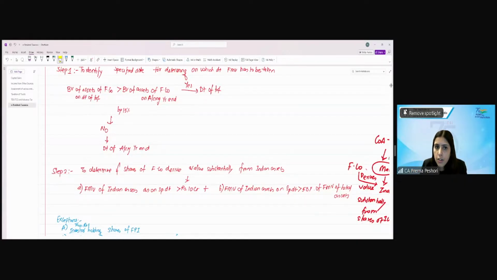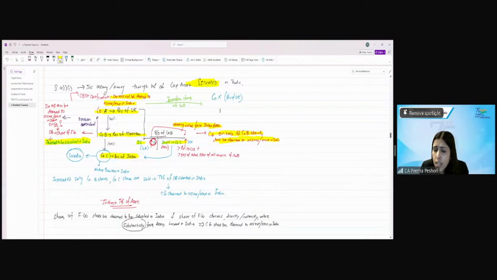So what do I have to check? That whether the FMV of the shares of company C should be more than 10 crores, plus the FMV of company C's shares should be more than 50% of the total FMV of all assets of company B. If the answer is yes, then we can say that the shares of company B are deriving the value substantially from India and they will be deemed to be situated in India. And then the capital gain on transfer of B's shares will be deemed to accrue or arise in India.